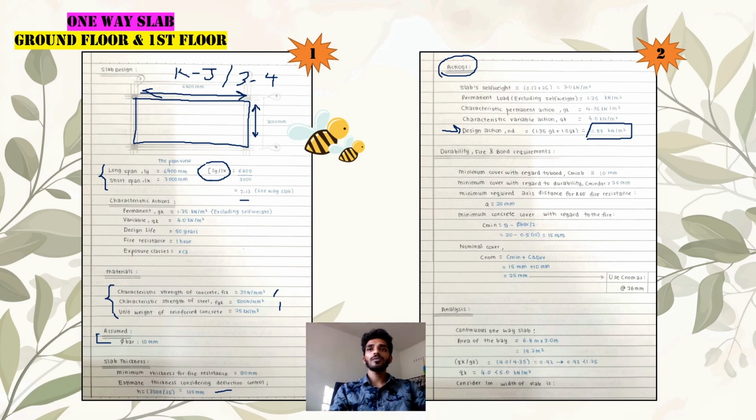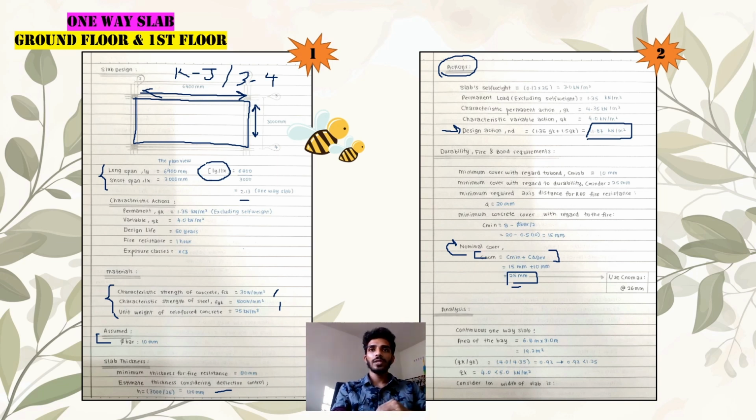The minimum concrete cover with regard to fire will be C min equals a minus bar over 2. So what is the answer? It will be 15 millimeters. For the nominal cover, how to determine is C nom equals C min plus C dev. So this is a specific formula that we're going to use in order to find the nominal cover. So 15 millimeters plus 10 millimeters, we are able to get 25 millimeters. So use C nom as 26 millimeters for an easier way to determine the upcoming steps.